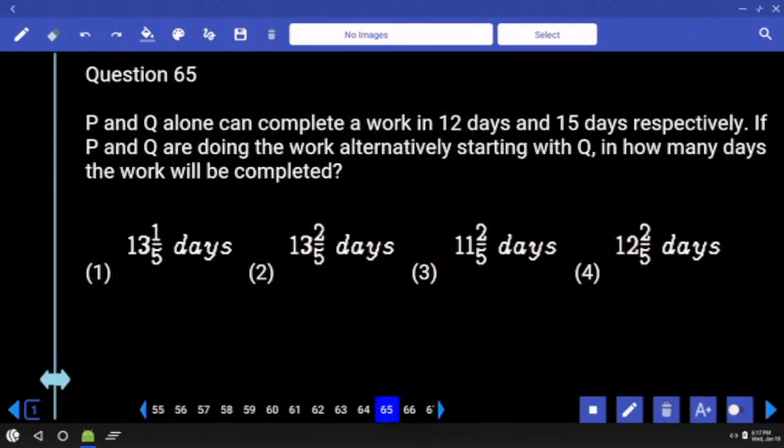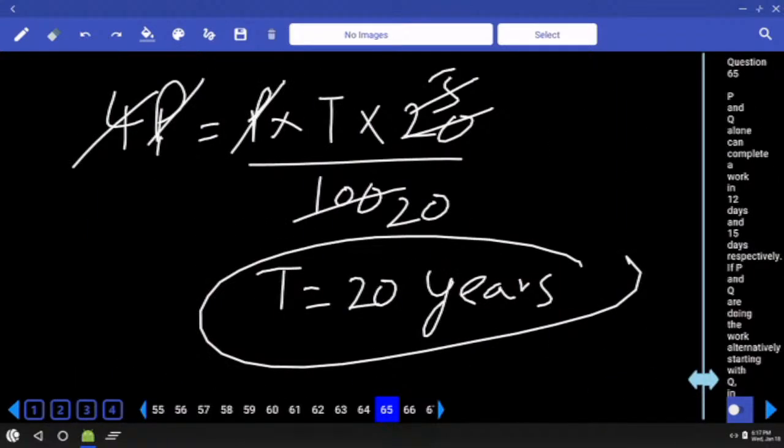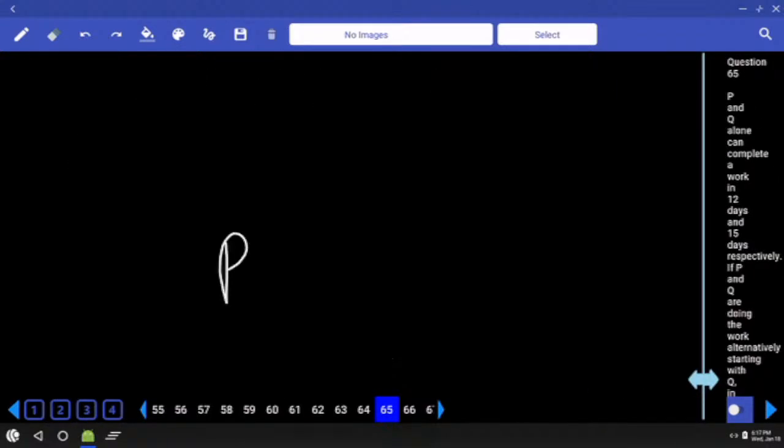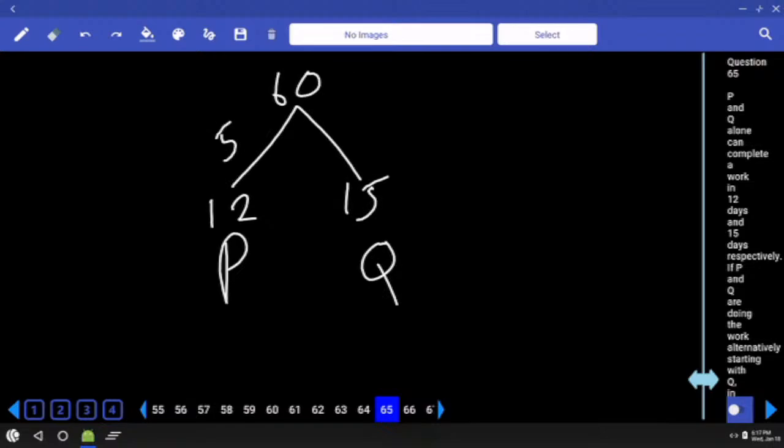Next, 65. Interesting question in time and work. P and Q can complete a work in 12 days and 15 days respectively. If P and Q are doing the work alternately, starting with Q, in how many days will the work be completed? Now all of you see here, P can complete in how many days? 12. Q how many days? What is the LCM of this? What is the efficiency of P? 5. Q? 4.